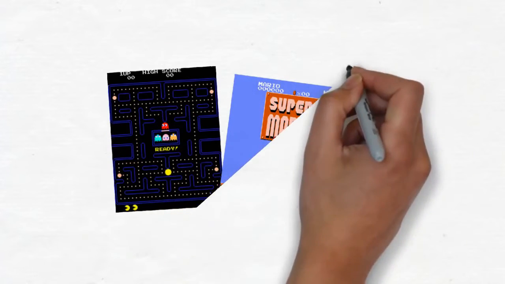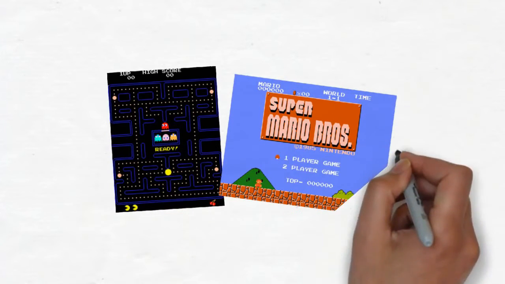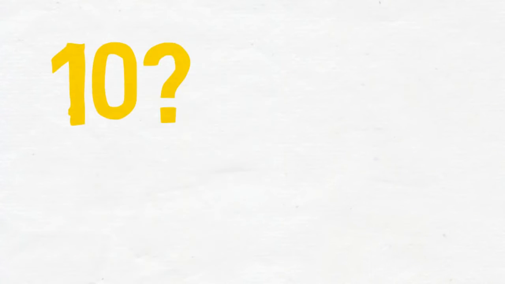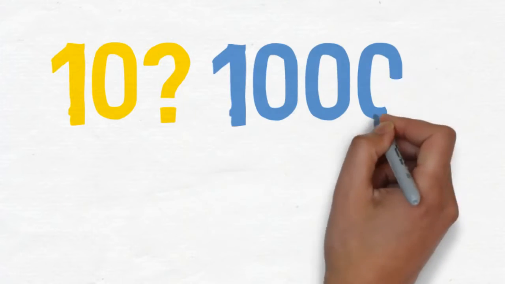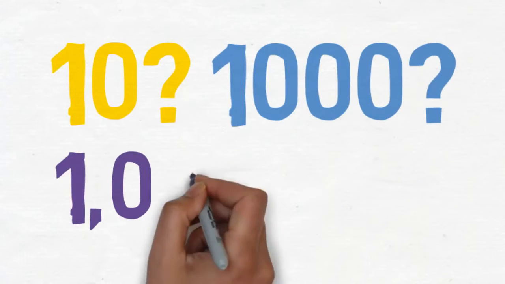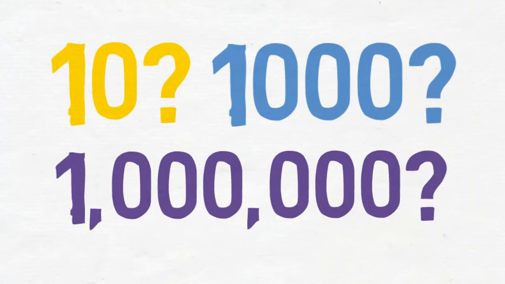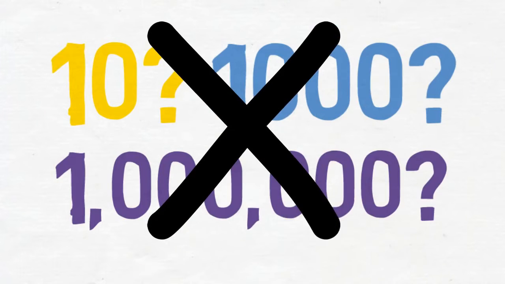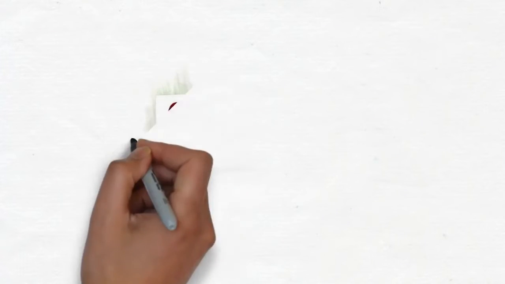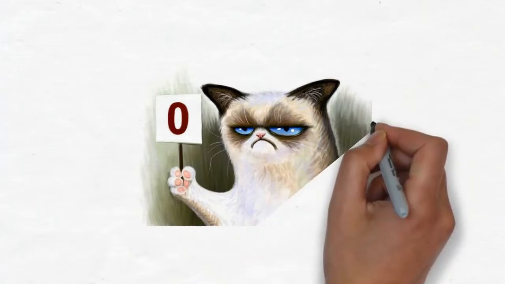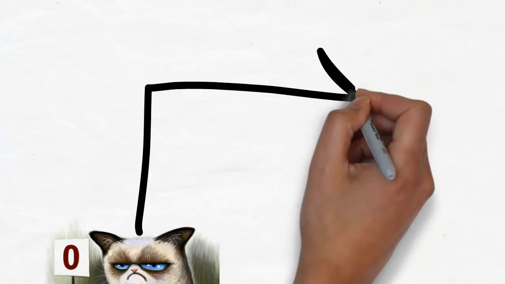Have you ever played Pac-Man or Super Mario Brothers? Think about those beginning of those games for a minute. How many points do you start with? 10 points? Maybe 1,000 points? Do you start with 1,000,000 points? No, of course not. Those games, like most, start with 0 points. And that makes sense, because you haven't done anything yet to earn points.